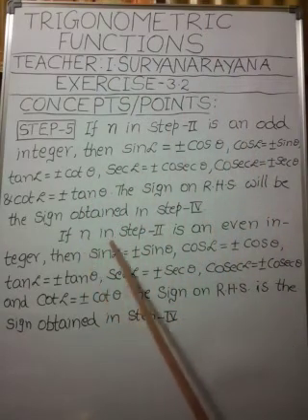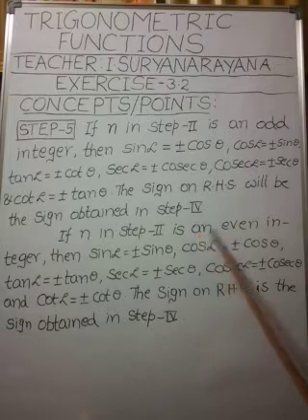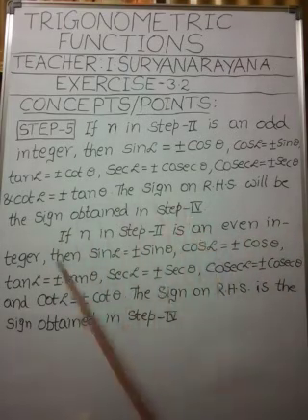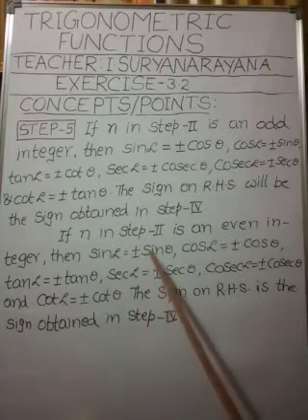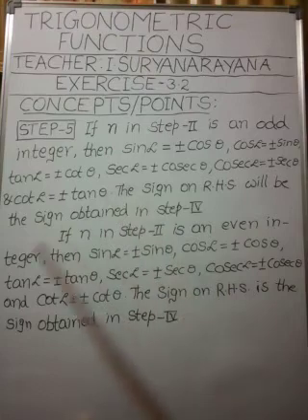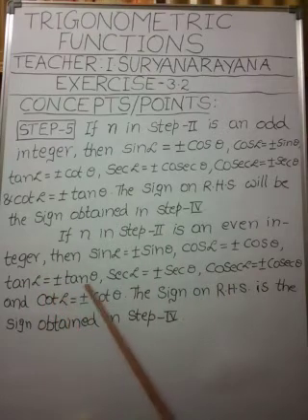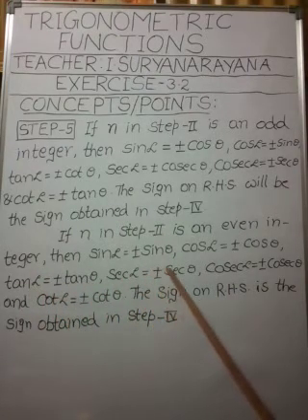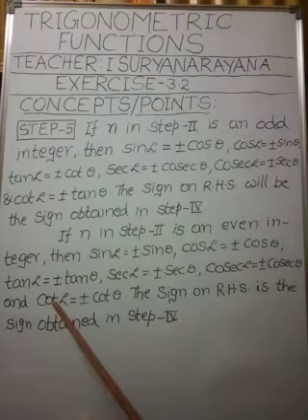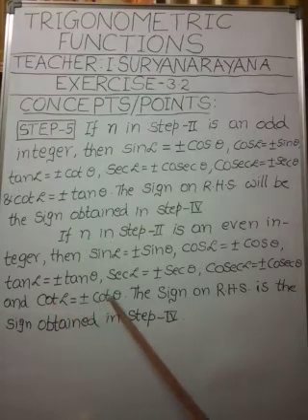If n in step 2 is an even integer, then sin alpha is equal to plus or minus sin theta, cos alpha is equal to plus or minus cos theta, tan alpha is equal to plus or minus tan theta, secant alpha is equal to plus or minus secant theta, cosecant alpha is equal to plus or minus cosecant theta, and cot alpha is equal to plus or minus cot theta.